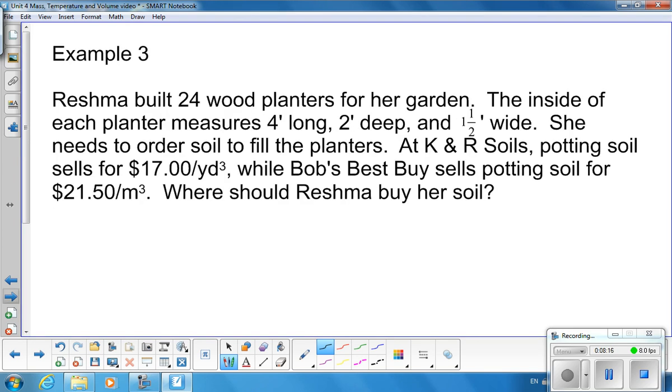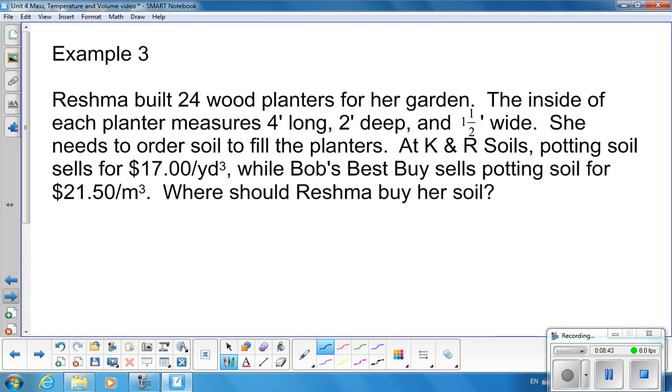Rashima built 24 wood planters for her garden. The inside of each planter measures 4 feet long, 2 feet deep, and 1.5 feet wide. She needs to order the soil to fill the planters. At K&R Soils, potting soil sells for $17 per cubic yard, while Bob's Best Buy sells potting soil for $21.50 per cubic meter. Where should Rashima buy her soil?